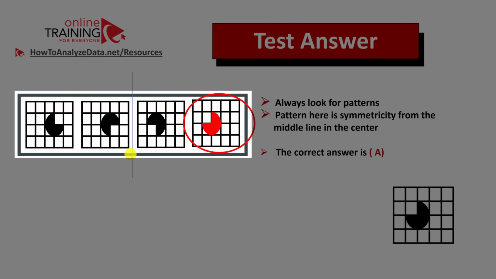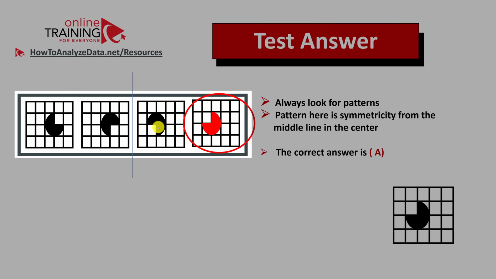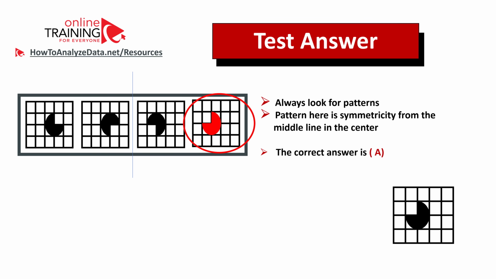You see, if we draw a line in the middle, you can see that the shapes, the pie pieces, are symmetrical. You see the pie in the first square mirrors the pie in the last square, because the pies in the second and third squares are also mirrored. Hopefully you've nailed this question and now know how to answer similar problems in the test.